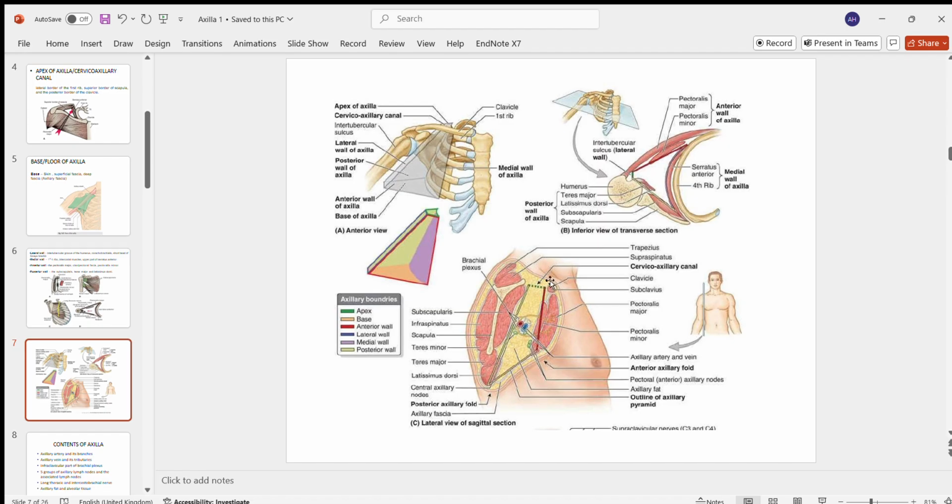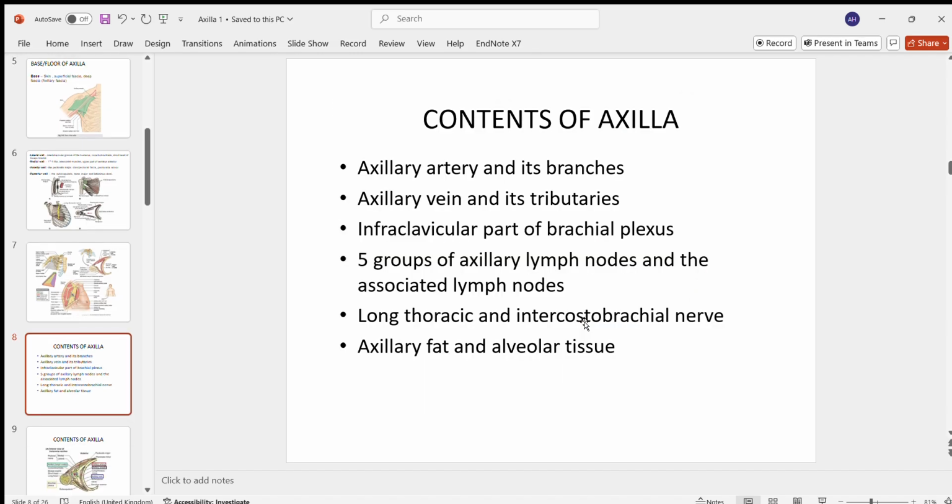The apex is formed by the cervicoaxillary canal, formed by the rib, scapula, and clavicle. And the base is formed by the skin, superficial fascia, and the deep fascia. Now, I have repeated it multiple times. I hope that you know all of the boundaries of the axilla by now.